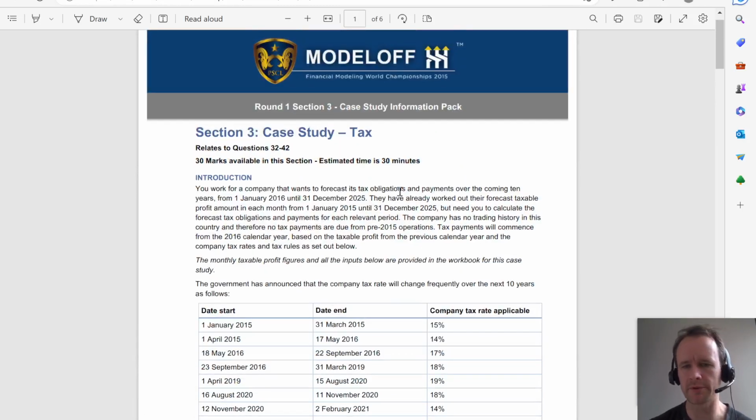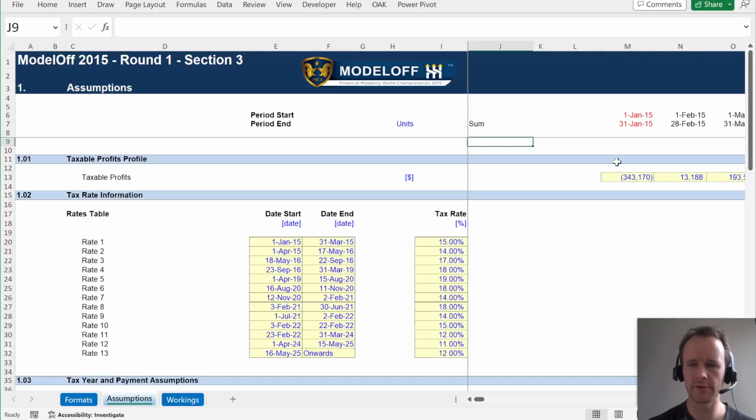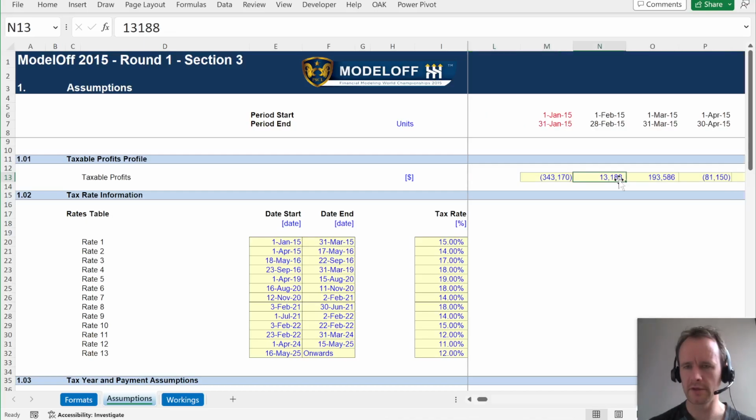So you work for a company that wants to forecast its tax obligations and payments over the coming 10 years. They've worked out their forecast taxable profit. So over here in the spreadsheet, this is going to be taxable profit for each period over the next 10 years. And as you might expect, there's a mix of lots of losses and profits in there, just to make it complicated enough.